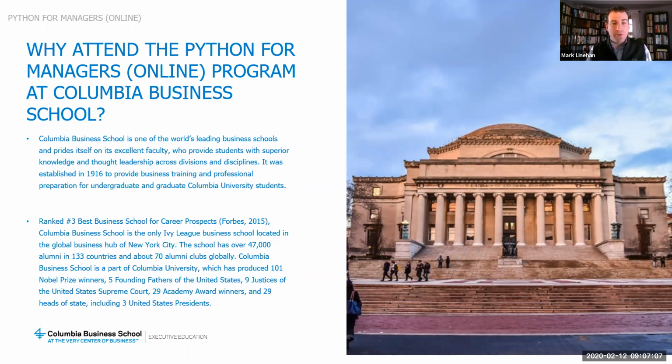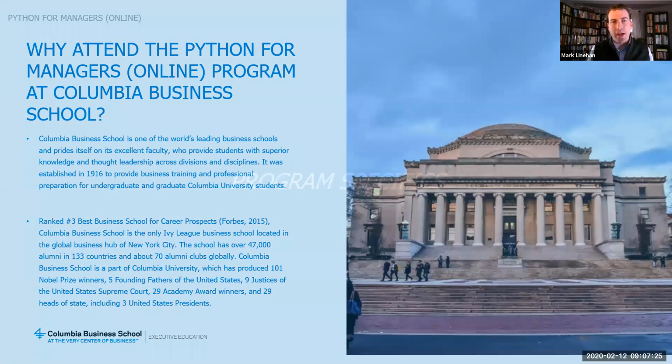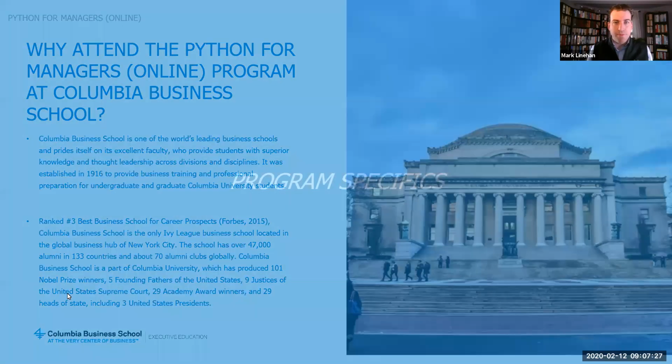Columbia Business School has over 47,000 alumni in 133 countries. And Columbia University has produced over 100 Nobel Prize winners and many other luminaries, including 3 presidents of the United States. So let's talk a little bit about the program specifics before I hand it over to our incredible faculty.